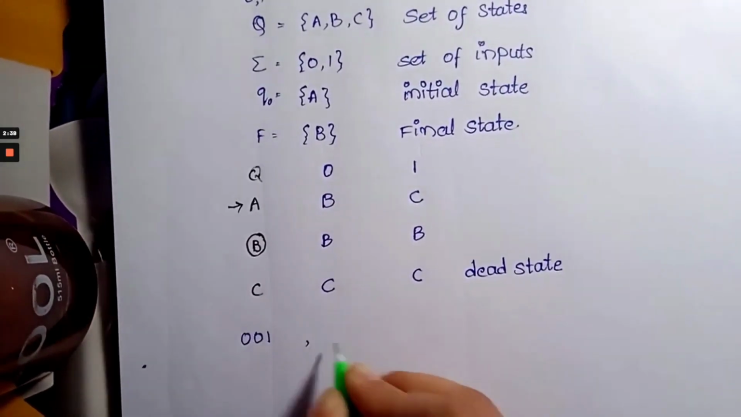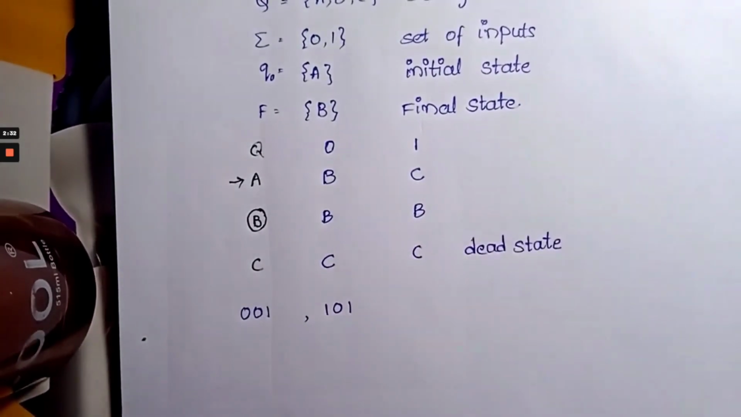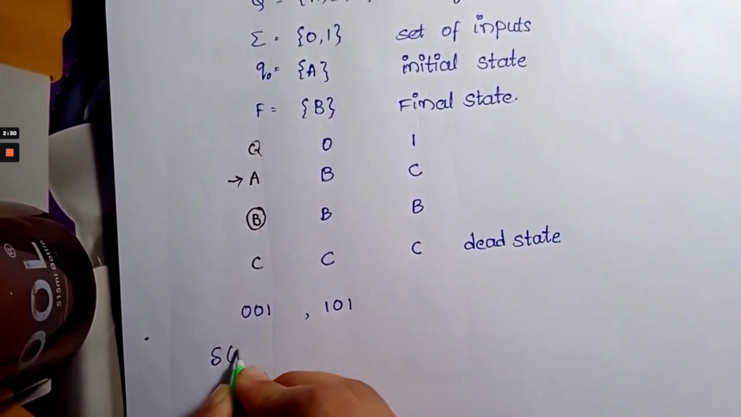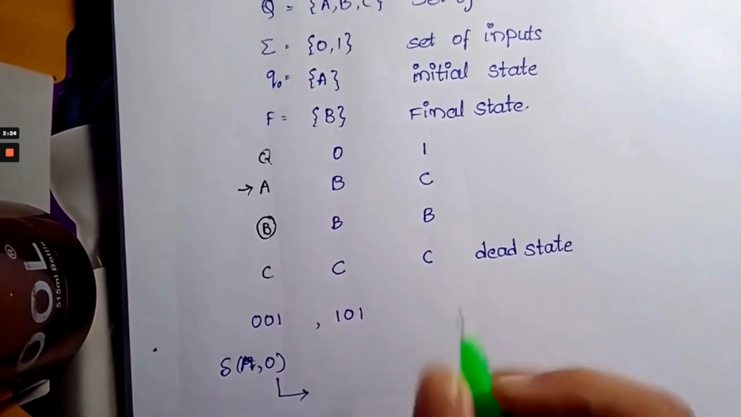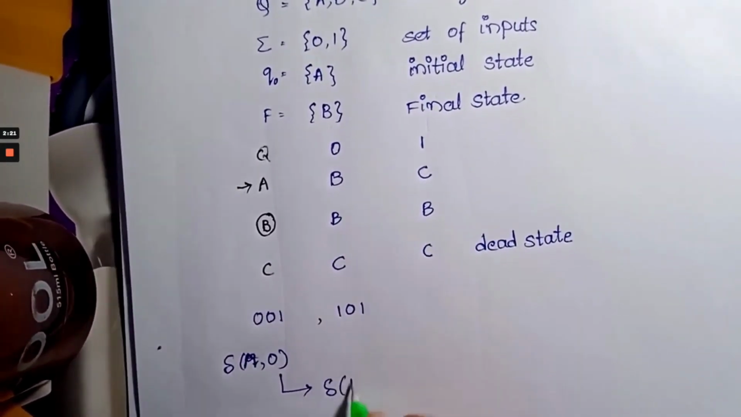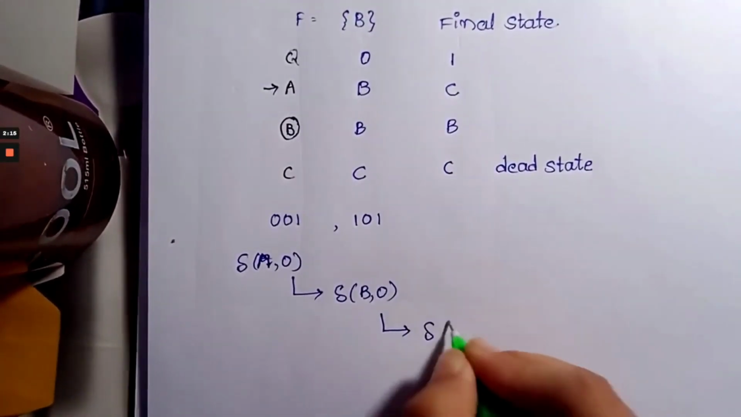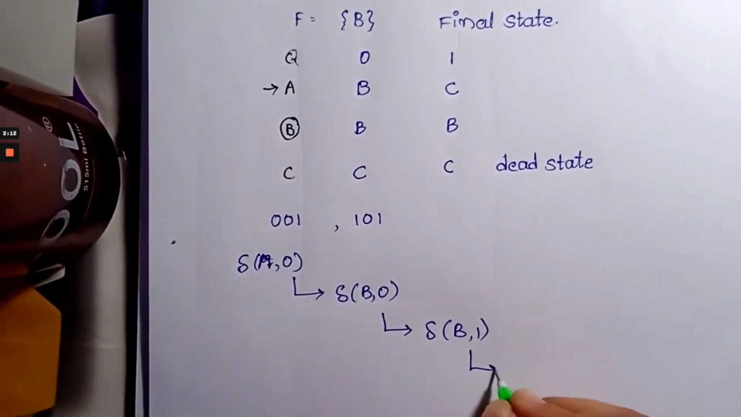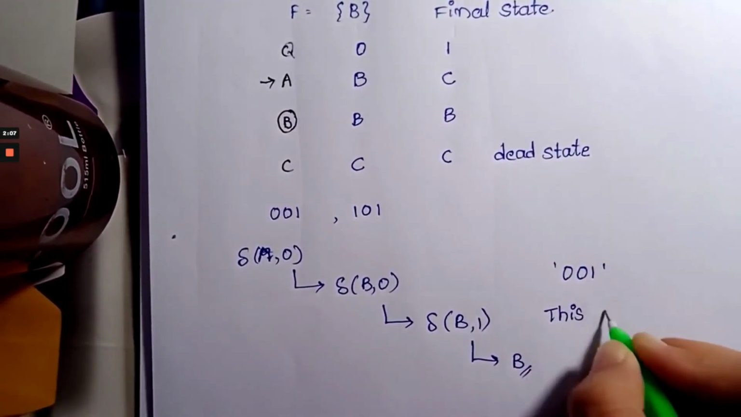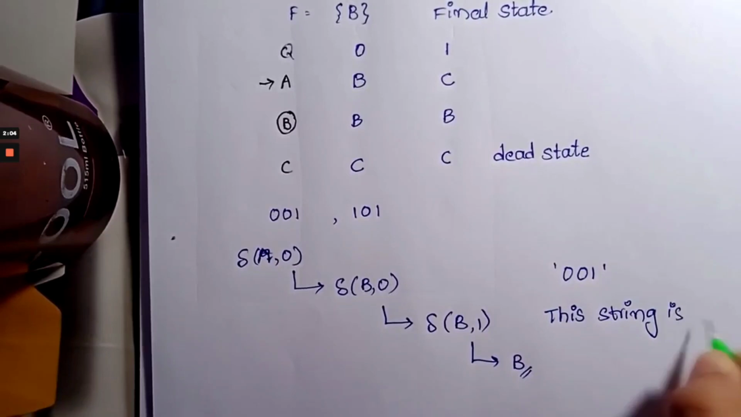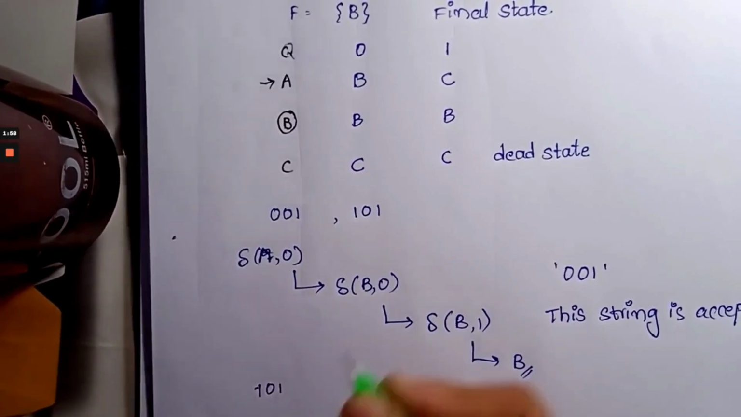Now we are going to test some strings like 001 and 101. Our machine should satisfy the given condition. So here our initial state is A. So delta of A comma 0 goes to B. Delta of B comma 0 means at B it will reach B again. Then B comma 1 means it will reach B, which is the final state. So the string 001 is accepted. The machine accepts this string because it started with 0.